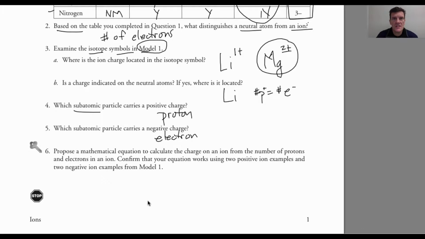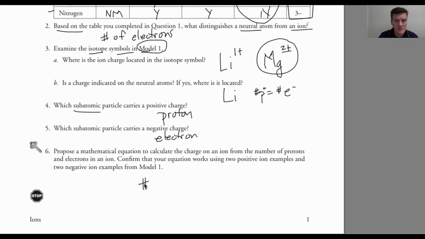Well, simply, if you have more protons than electrons, the difference between those is going to give it a positive charge. And if you have more electrons than protons, the difference is going to give it a negative charge. So you have to find the difference first, and then one or the other is going to give you the positive or the negative. Okay? So you could just write something like this.